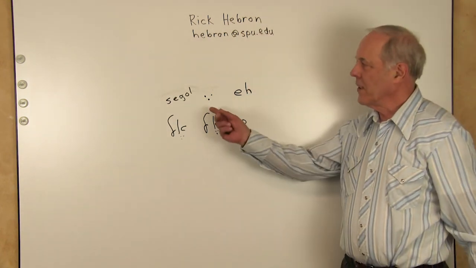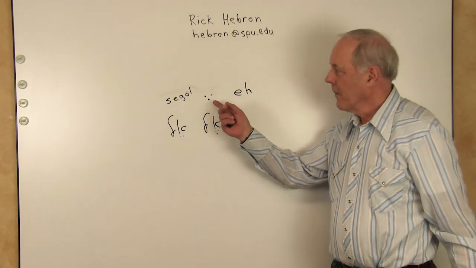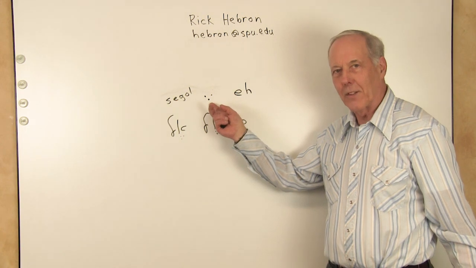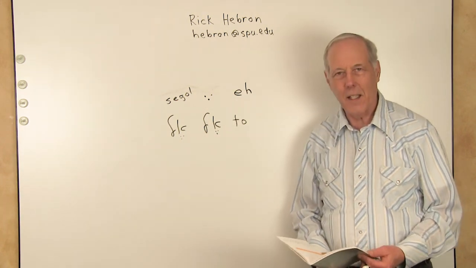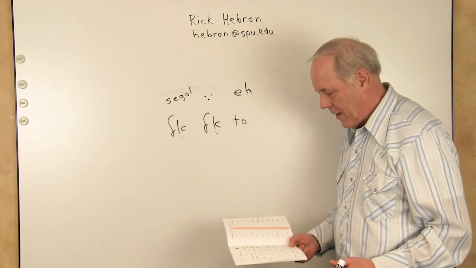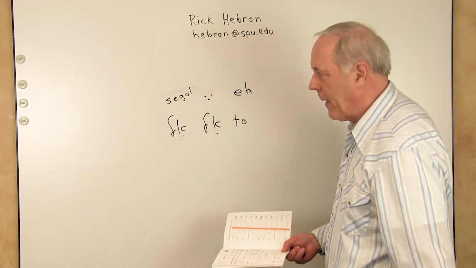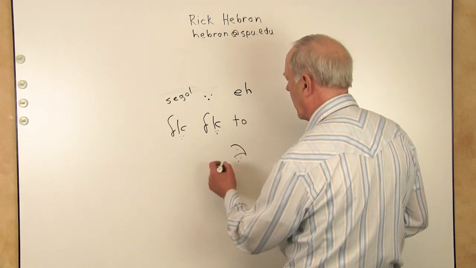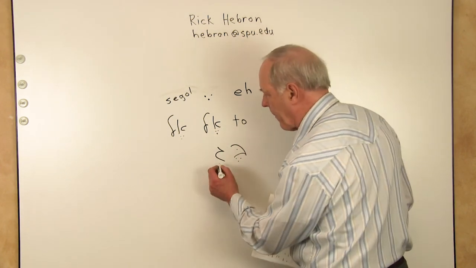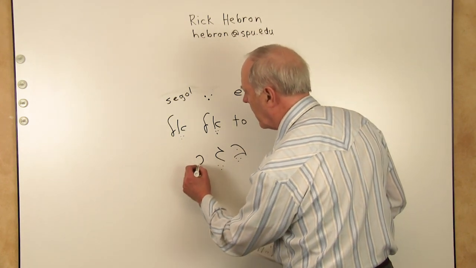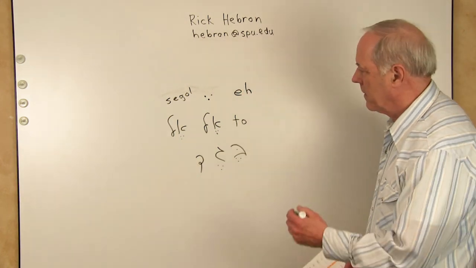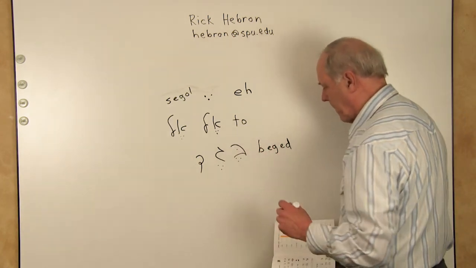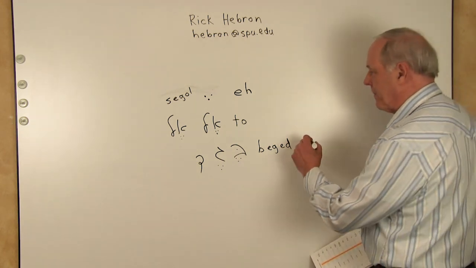Segol means a cluster of grapes. Do you see a cluster of grapes there? Or does it look like bowling pins? Either way, it's an egg vowel. And with that, we can write another word, beged, with a bet, a segol, a gimel, a segol, and a dalet. Beged. It means garment.